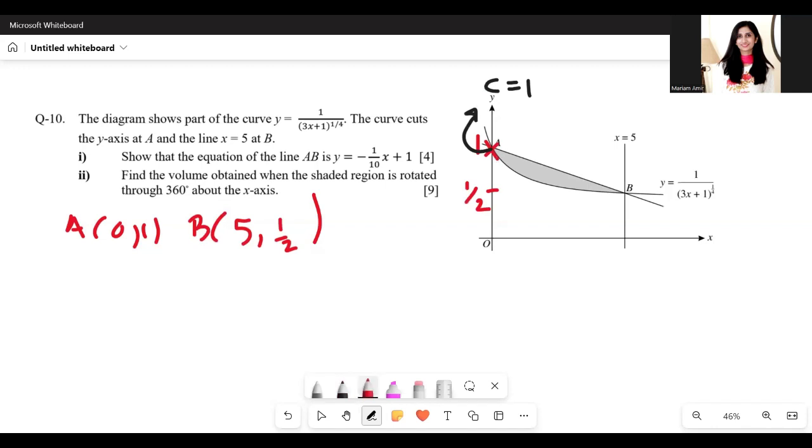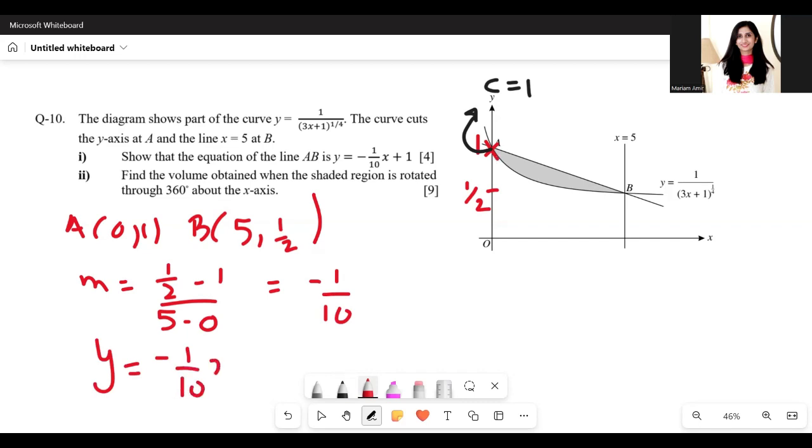So m is equal to y2 minus y1 over x2 minus x1. That gives 0.5 upon 5, that is 1/10. Sorry, negative 0.5 upon 5, which is negative 1/10. So the equation of the line AB is y equals mx plus c. Okay, that is shown.